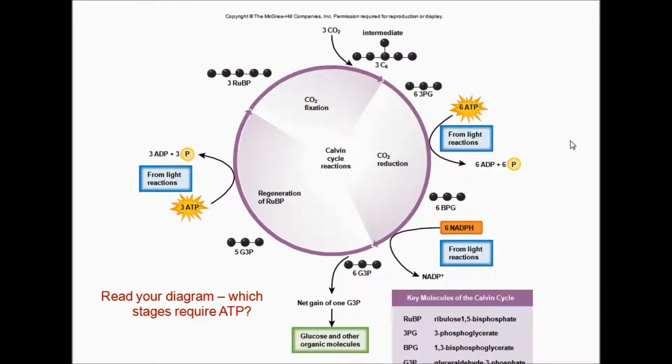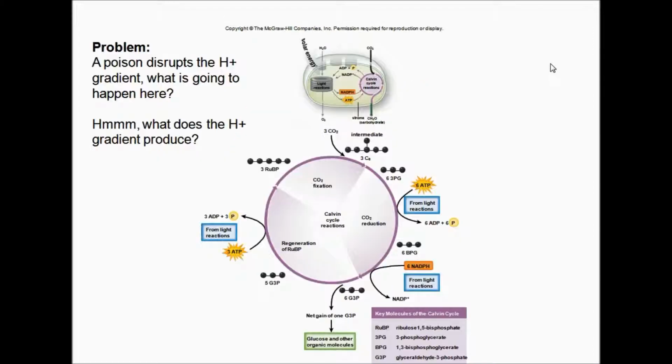Which stages require ATP? Look at your diagram. All right, let's see. We need 6 over here for CO2 reduction. And we need 3 over here for regeneration of RuBP. Okay? Just learn how to read these things because there's no reason to memorize this stuff. Look at it and read it.